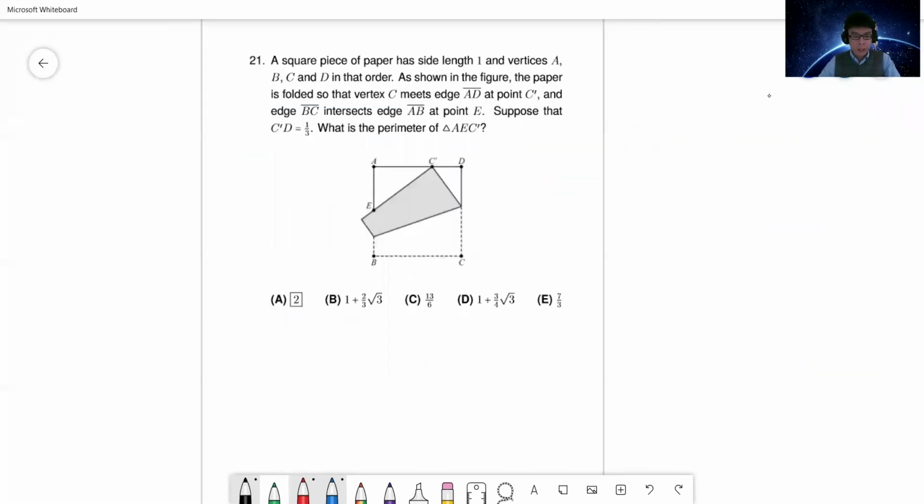Question 21. A square piece of paper has side length 1 and vertices A, B, C, D. The paper is folded so that vertex C lies on AD at a point C prime. We have C prime D is 1/3, so it's 1/3 of the side length. That means AC prime is 2/3. The question here is to find the perimeter of triangle AEC prime.